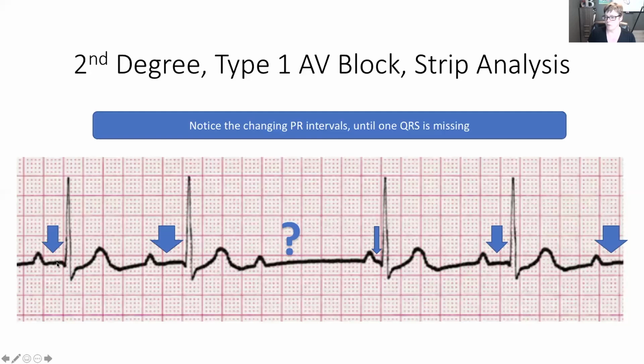Here's my short delay, a little longer delay. I've had to go 3 blocks today. And now I get a P wave, because remember the problem is not with the SA node. So there will still be a P wave. But my AV node did not send the signal. So there's a missing QRS wave.